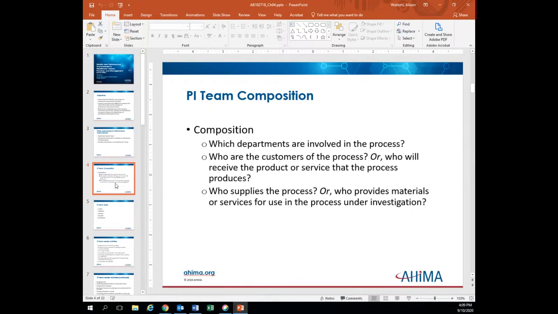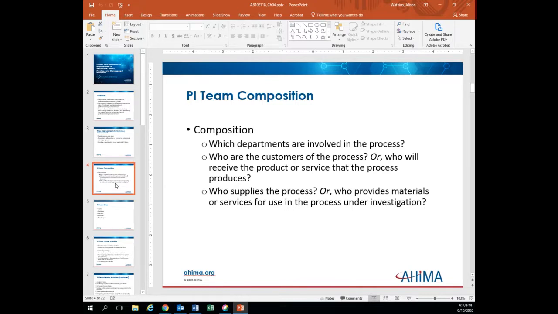Who are the customers of the process? Who will receive the product or service that the process produces? So again, if we're talking about revenue cycle, that could be our providers, that could be our third-party payers. If it's a process that affects patients, some of that representation needs to be included.